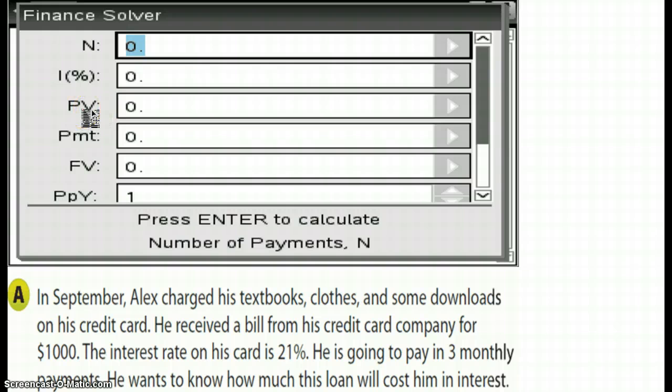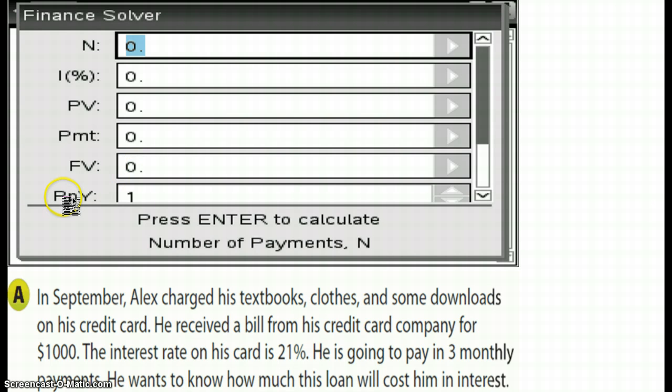PV means present value. So what is it that he said he was going to borrow? $1,000. So $1,000 would go here. We will leave payment blank because we're going to have the machine create what the payment is. The future value, after the 3 months, he shouldn't owe any money. So we leave that at 0.